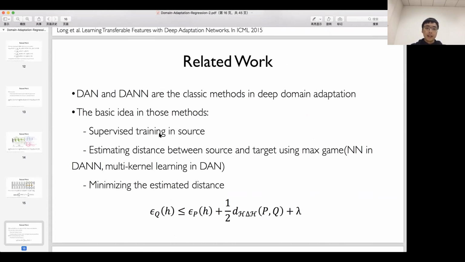The basic idea in this method is very easy. First, we use supervised training on the source. It means that we want to minimize the first term in the bound. Second, we want to estimate the distance between source and target using a minimax game. For example, we use neural networks in DANN and multi-kernel learning in DAN. In this case, we can estimate the upper bound of the H delta H divergence. Then we try to learn the feature extractor to minimize the estimated distance. So the goal is to minimize the first term and the second term in this bound.